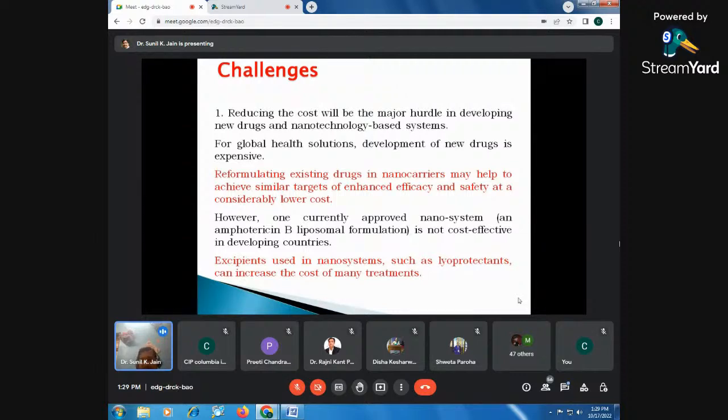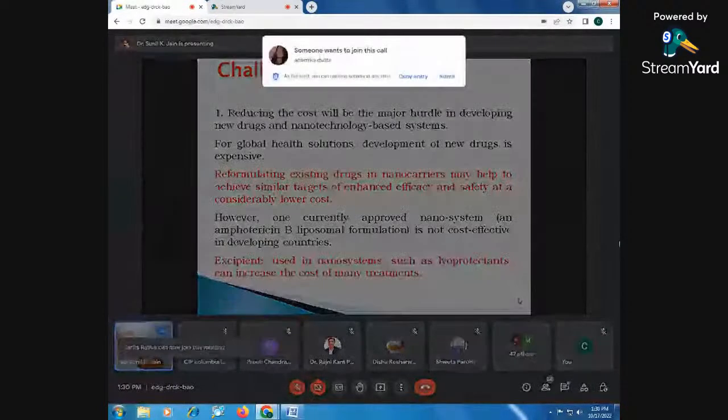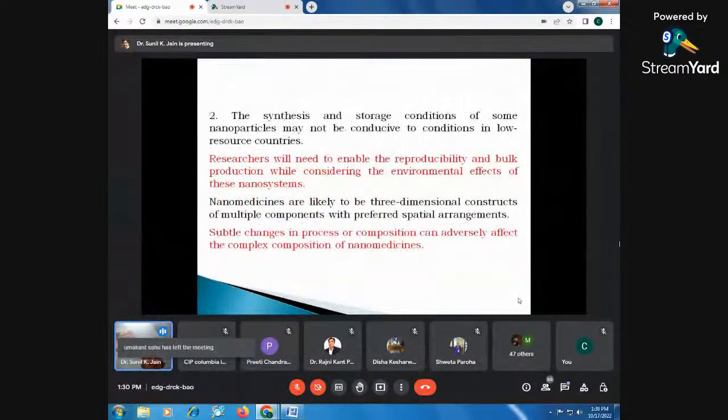Now, for example, as I told you, the amphotericin B liposomal formulation is very costly. Excipients used in nanosystems, such as lyoprotectants, can increase the cost of many treatments. So treatment preparation cost and development cost are much higher. High techniques, skilled persons, and highly sophisticated instruments are required for the production of nanoformulations. The cost is a major concern and challenge for the development of these nanoformulations. The second point is that the synthesis and storage conditions of nanoparticles may not be conducive to conditions in low resource countries.